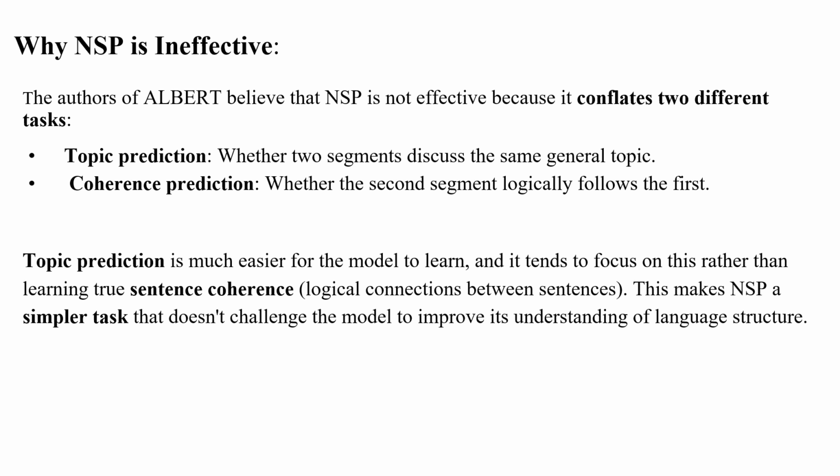See, the authors of Albert believe that NSP is not effective because it conflates two different tasks. The one is topic prediction and the second is coherence prediction. Topic prediction means whether the two segments discuss the same general topic, and coherence prediction is whether the second segment logically follows the first. So topic prediction is much easier for the model to learn, and it tends to focus on this rather than learning true sentence coherence. And this makes NSP a simpler task that doesn't challenge the model to improve its understanding of the language structure.